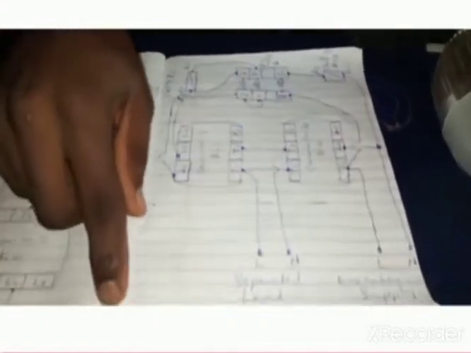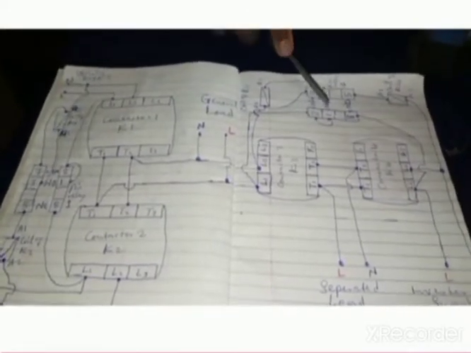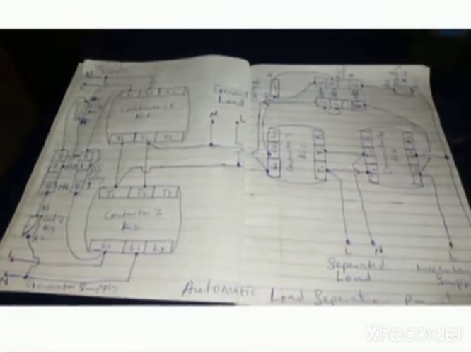This is an automatic load separation panel. Looking at it very well, you see that we are using 4 contactors for this and 2 8-pin relays. This is a pin relay, this is a pin relay and this is a pin relay. You can decide to use 8 pin, 11 pin or maybe 16 pin, but make sure that you use the terminals as indicated.